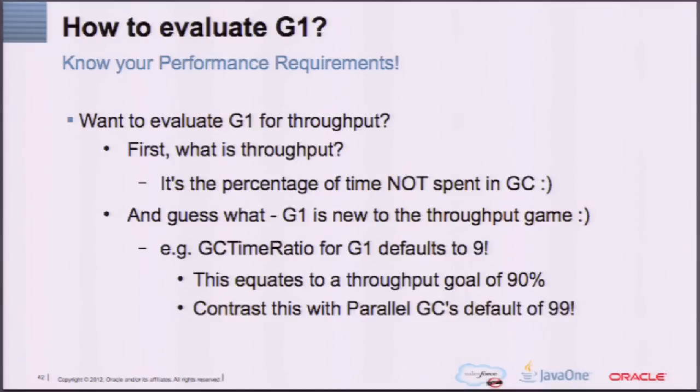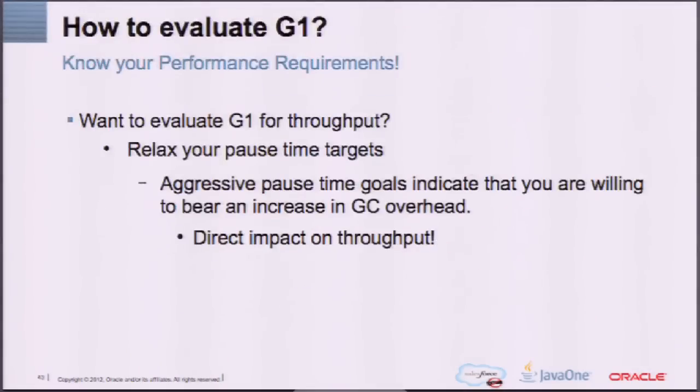Imagine the throughput collector that we have, HotSpot's throughput collector, parallel GC. That is a 99% throughput goal, 99% application, 1% GC. So there is a stark difference right there. My number one comment to you is, if you want to evaluate G1 for throughput, relax your pause time goals. An aggressive pause time goal indicates to G1 that you're willing to sacrifice your throughput because you're willing to bear an increase in GC overhead.